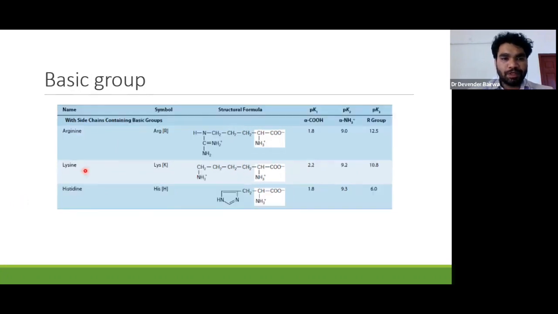Then we have basic groups. We have three amino acids, arginine, lysine, and histidine. We can see they have a big side chain, and in the side chain they have lots of nitrogen amine. This makes it a basic chemical.